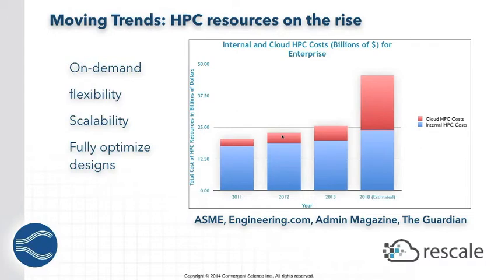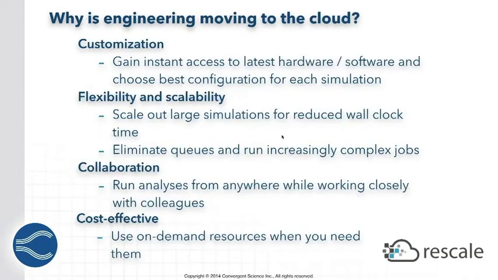The American Society of Mechanical Engineers highlights that HPC cloud popularity really isn't that surprising, given that users can fully optimize engineering designs and study more detailed models than you could using internal clusters. Flexibility and scalability are offered in the cloud. Admin Magazine points out that users can run simulations ranging from single runs to digital rendering to low latency, high throughput jobs. And engineering.com highlights the extra horsepower that is instantly available to engineers at an on-demand rate as one of the reasons cloud HPC has become so effective.